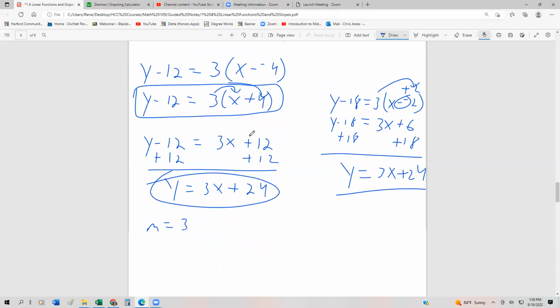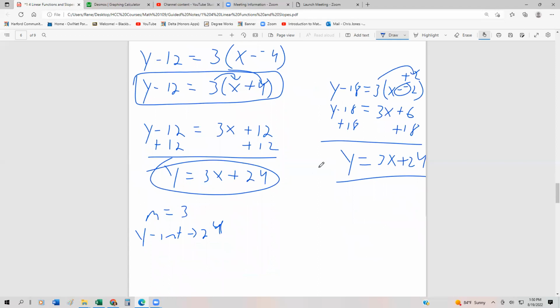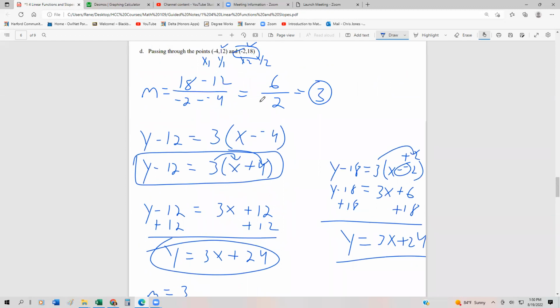So that's good news that it doesn't matter which of the two points we use. It's just easier to use the one that has the smaller numbers in it, or the numbers closer to 0.